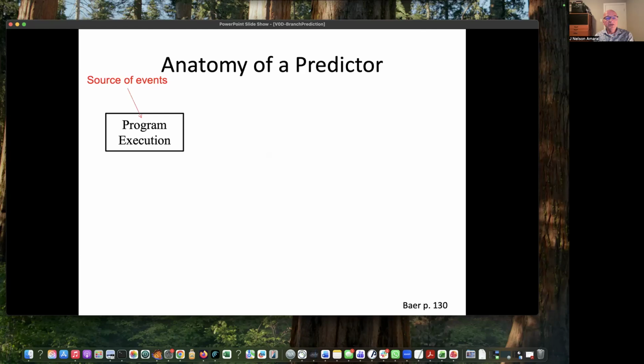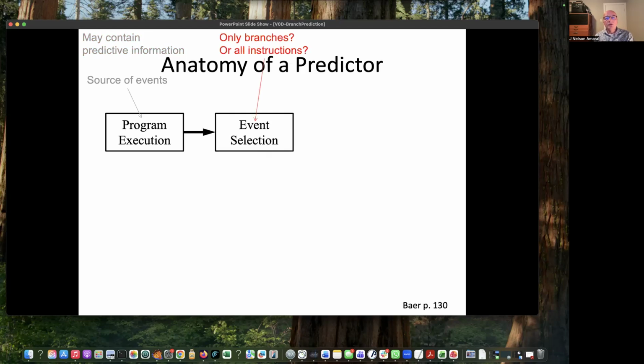So the anatomy of any predictor is that we start with the program execution, where we are observing the events that we may want to predict. That's valid for all predictors. The execution of the program may contain some predictive information that we're going to use to make our prediction. And then we have to select which events we are predicting. Are we predicting only the branches, or are we making predictions for all the instructions that we observe during the execution of the program?